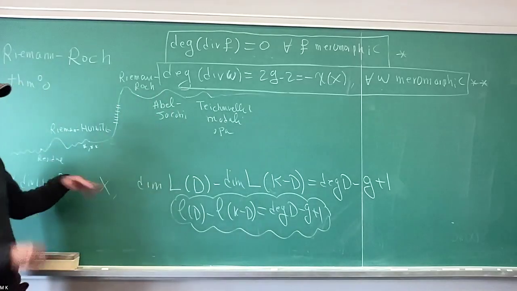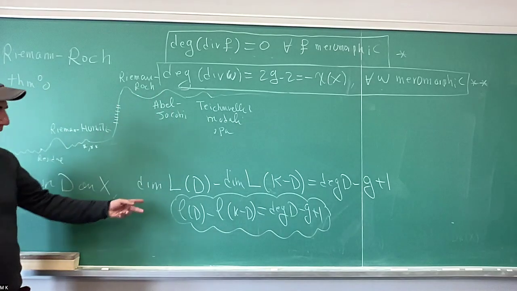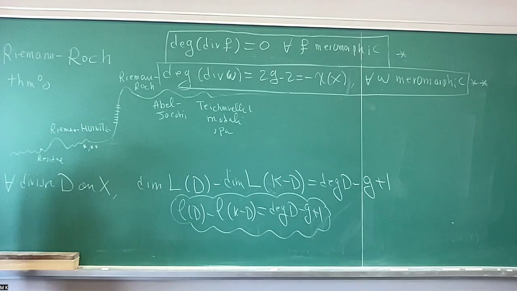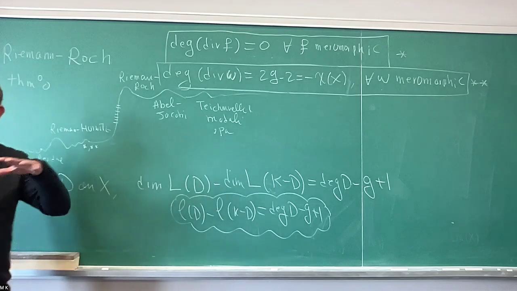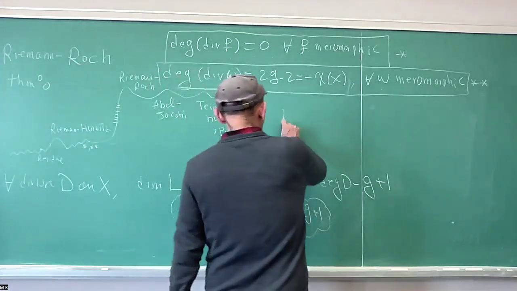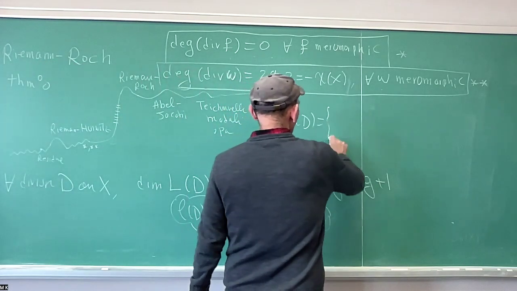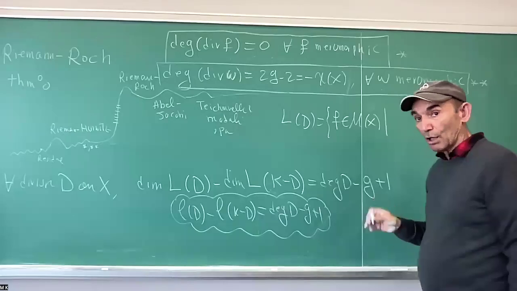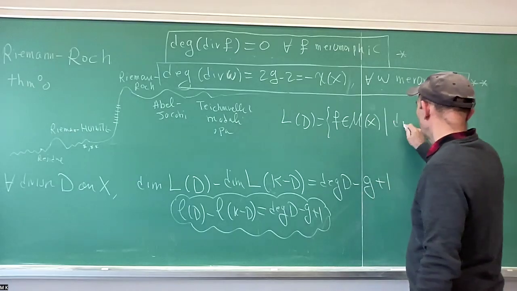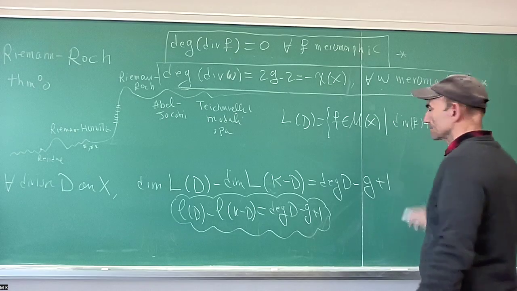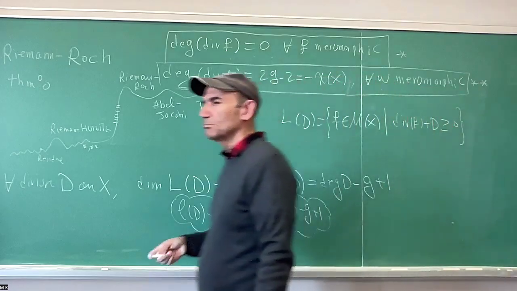So you know all the elements of this statement except what is L of D. You can imagine that it's a space of meromorphic functions that's defined using the divisor, that's kind of under control by this divisor. So let me define L of D. L of D is the set of all meromorphic functions on X such that the divisor of F plus D is bigger than or equal to 0. So I have to tell you what bigger than or equal to 0 means.